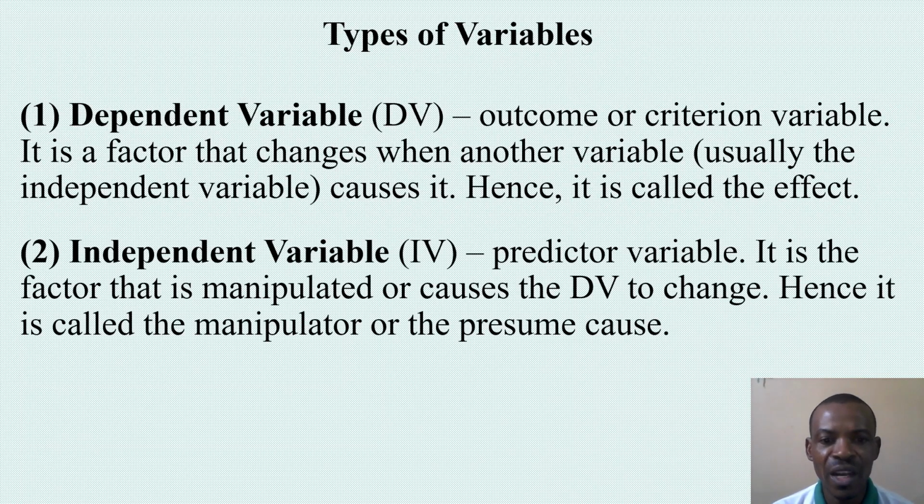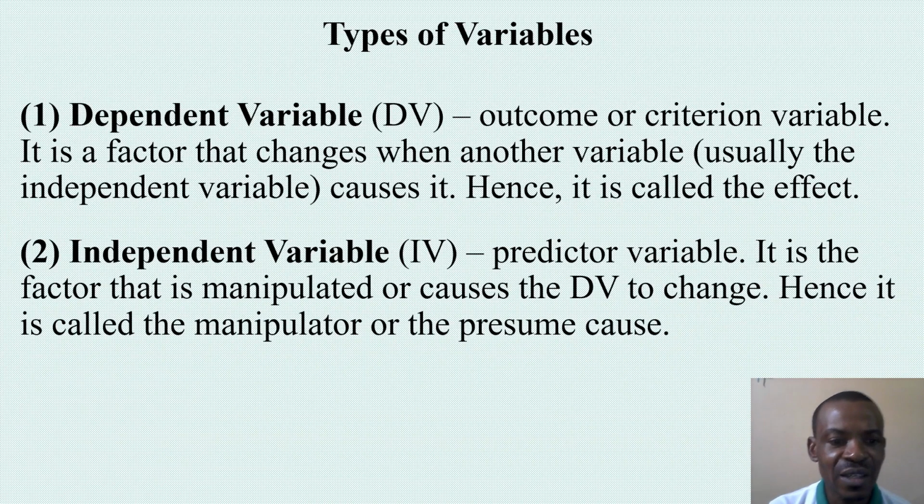An independent variable is sometimes called the predictor variable, and it is that factor that is manipulated or causes the DV to change, and that is why we call it the manipulator. It is called the manipulator or the presumed cause, while the dependent variable is called the effect. These two variables are difficult to avoid in research. In fact, you can't avoid them. All other variables are hinged on these two types of variable. There is a connection of all other variables to these two types of variable.